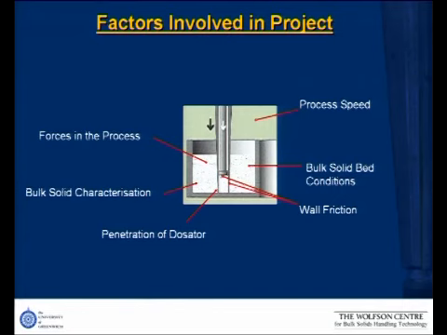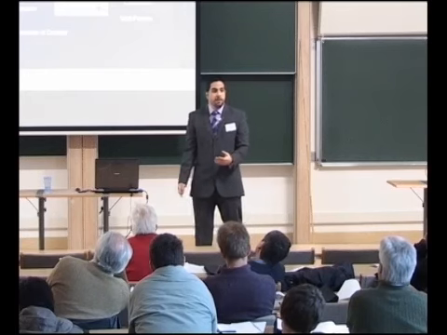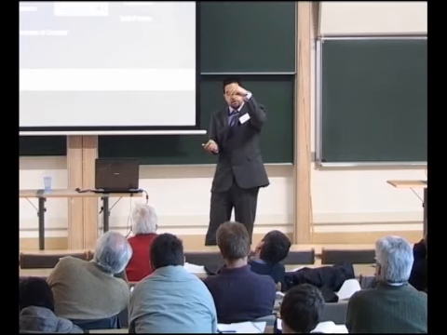The process speed, penetration of the dosator, how close the dosator comes. We observe that in this case it goes to the end of the trough. There is no clearance here. So we found there is a big influence problem with that distance in terms of the forces.